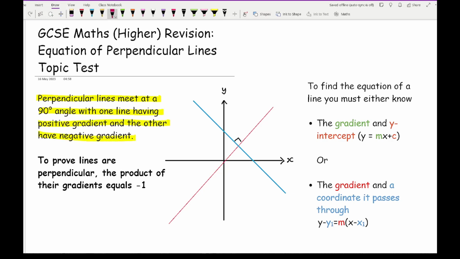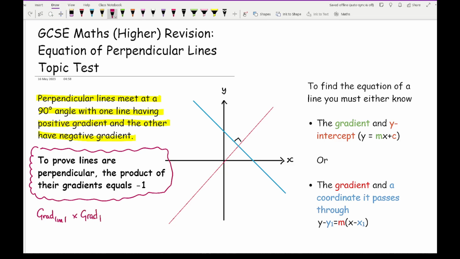Now, another question that's quite underrated when it comes to revision is proving when lines are perpendicular. To prove lines are perpendicular, the key fact is that the product of the gradients of the two lines must equal -1. Another way of remembering that at GCSE level is the fact that one gradient is the negative reciprocal of another. But if you move on to A level, then the general proof is that you show the gradient of line 1 multiplied by the gradient of line 2 is equal to -1.